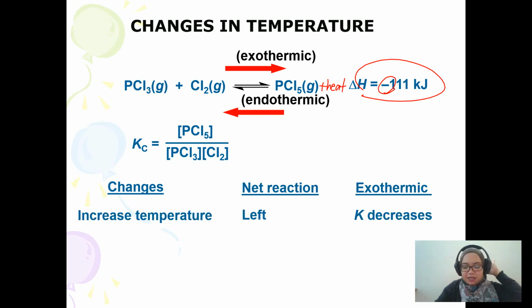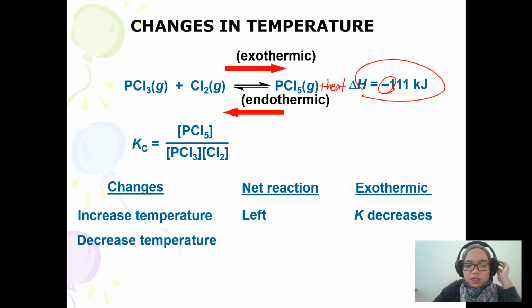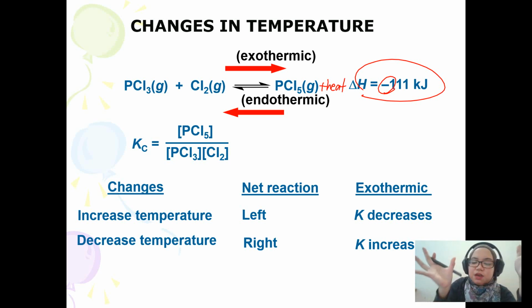Okay, so dekat sini kan saya cakap temperature akan affect the change in temperature will affect the value of K. So, for example, tadi, bila kita increase temperature, sistem akan cari jalan untuk kurangkan temperature tu. Macam mana dia akan absorb heat tu. Heat tu kan dekat belah produk. So, produk akan absorb heat to form more reactant. Kan? So, dia akan net reaction to the left.